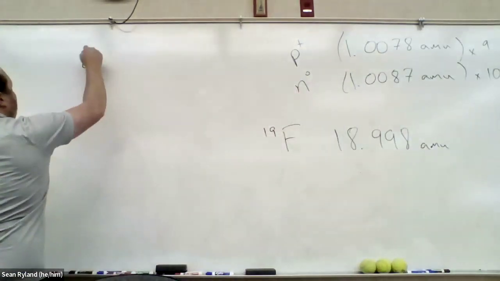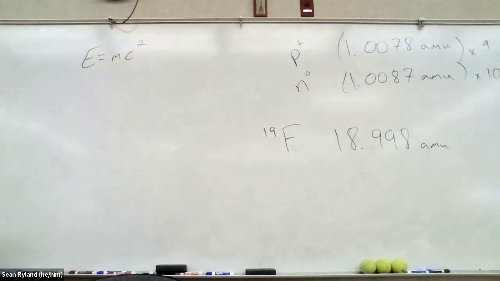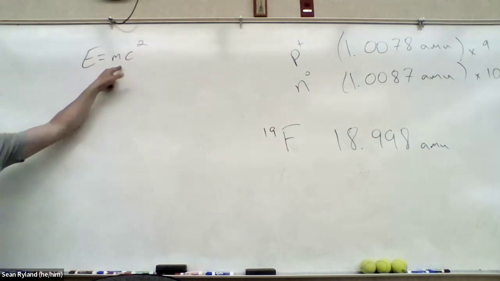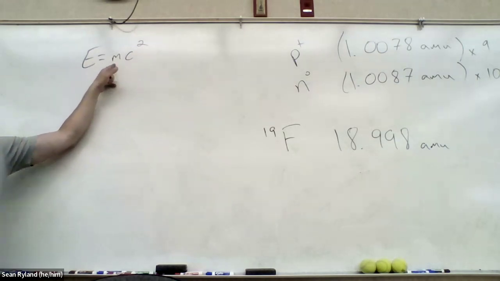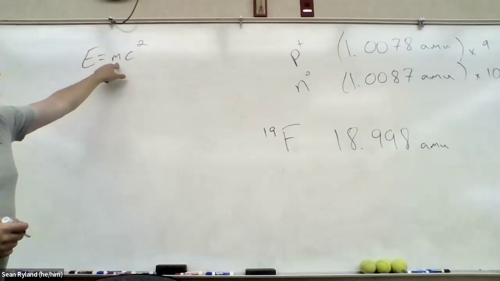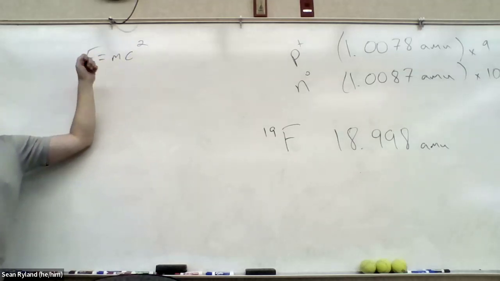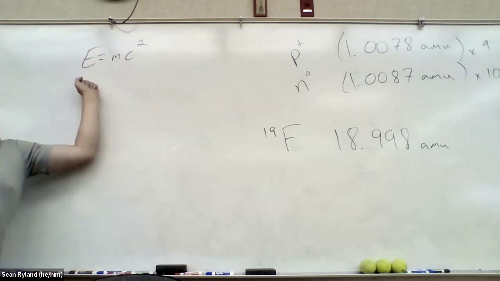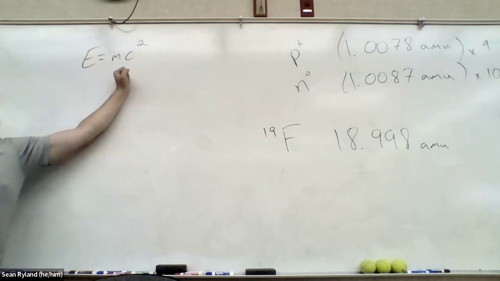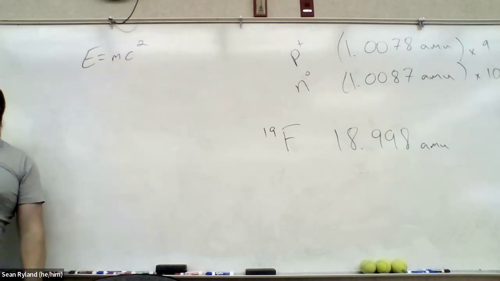Well, if we know that E equals mc squared, whatever our mass defect is, we're going to plug in for mass. But it's got to be in kilograms in order to make this work. Because as somebody asked the other day, what are the units on these? Well, if we want our energy to come out in joules, we need our mass to be in kilograms, and we need speed of light to be in meters per second.